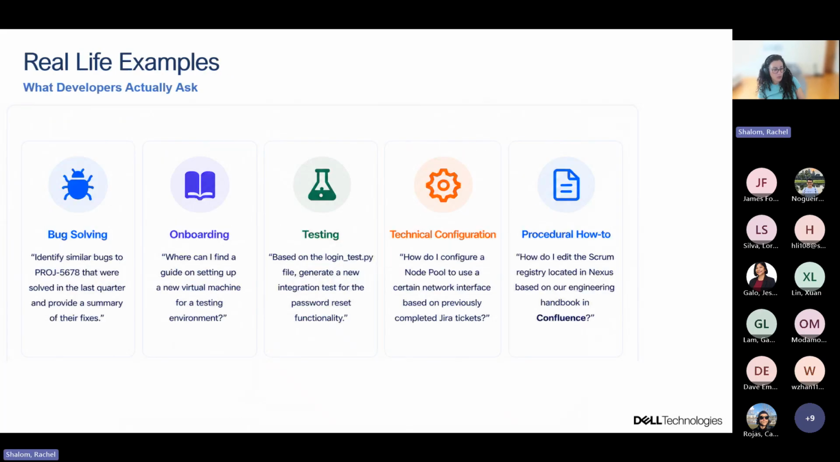Some real-life examples: what are users asking in our system? They are asking a lot about bug solving, onboarding, like where can I find a guide to setting up a virtual machine, questions on testing, questions on technical configuration, and some questions that are kind of how do I do this or how do I do that at Dell.